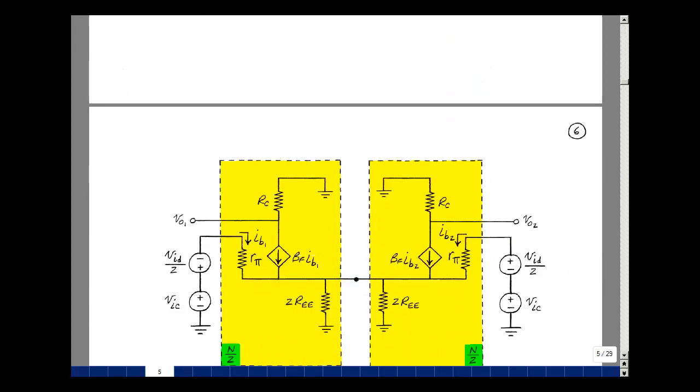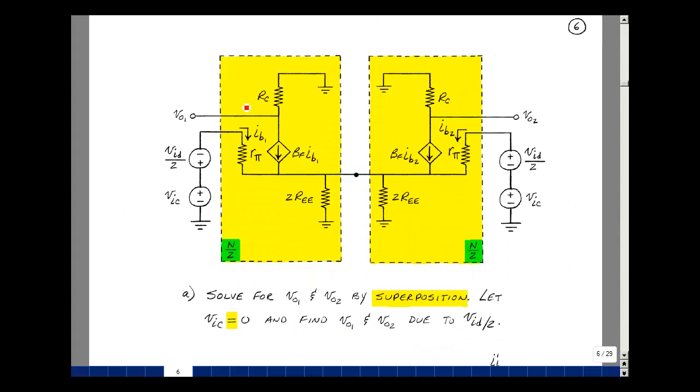Here's the model for transistor 1. Here's the model for transistor 2. And then I drew this resistor with twice the value so that when you put these together in parallel, you just get REE. Now I've got two identical boxes that are mirror images of each other with our input 1 and our input 2. I'm going to use superposition to find the output voltage Vout1 and Vout2. Let's do the right-hand side of this. Let's set the common mode signal equal to 0 and find the output voltage Vout2 due to this VID over 2. And then we'll use that to find Vout1.